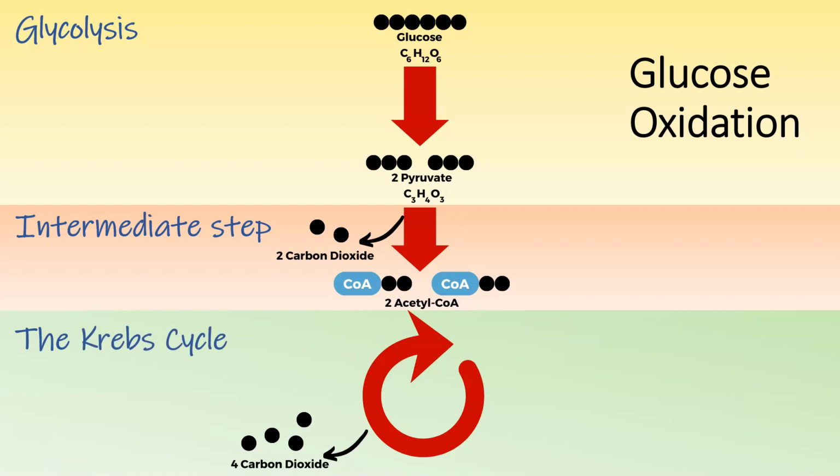In prokaryotic cells, all 3 of these stages occur in the cytoplasm of the cell. In eukaryotes, glycolysis occurs in the cytoplasm, but the intermediate step and the Krebs cycle occur in the mitochondria. But the processes are essentially the same. As we progress through these stages, the bonds that hold those 6 carbon atoms together in glucose are broken. 2 molecules of carbon dioxide are released in the intermediate step, and 4 molecules of carbon dioxide are released in the Krebs cycle.